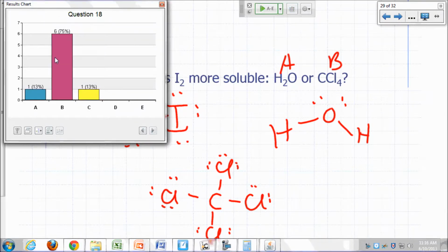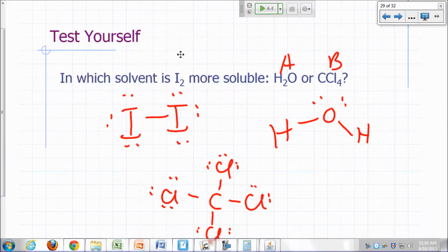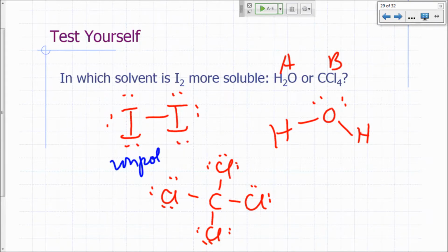Correct answer is B. Somebody pick C. More soluble in CCl4. This is nonpolar. This is polar. And this is nonpolar. CCl4 is a tetrahedral structure. It has polar bonds, but the molecule as a whole is nonpolar. Okay?